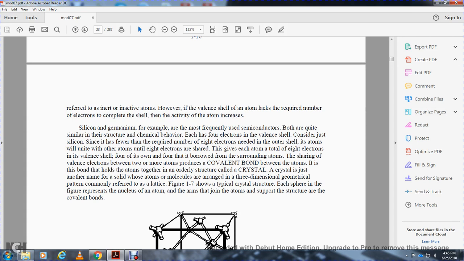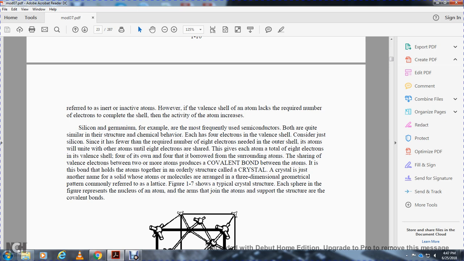Since that is fewer than the required eight electrons in the outer shell of the atoms, each atom will unite with other atoms until eight electrons are shared. This gives each atom a total of eight electrons in its valence shell: four of its own and four borrowed from the surrounding atoms. The sharing of valence electrons between two or more atoms is called a covalent bond. This bond holds the atoms together in an orderly structure called a crystal.